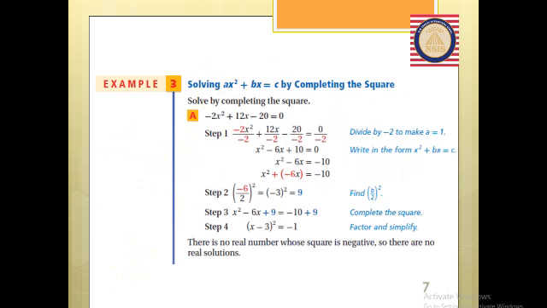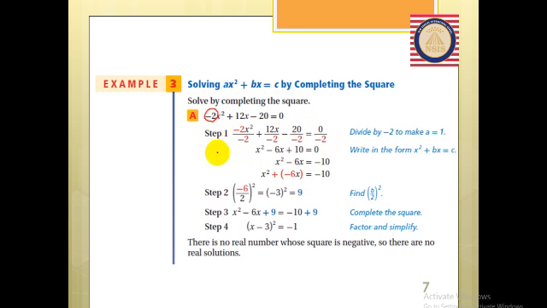Okay? So if I have here negative 2, what am I going to do? I'm going to divide the whole equation by negative 2. So here it will be x power 2. 12 divided by negative 2 is negative 6. 20 divided by negative 2 is negative 10. Negative 10 times negative is positive 10, or negative times negative here is positive. So 20 divided by 2 is 10. And here of course it will be 0. So I have this equation.